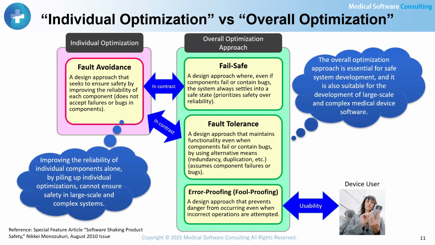Simply stacking up improvements in the reliability of individual components, the individual optimization approach, cannot guarantee safety in large-scale, complex software systems. That is why an overall optimization approach is essential for safe system development, and it is especially well-suited for the development of large and complex medical device software. Yes, it is important to continue efforts to increase the reliability of individual software modules, but at the same time, the system must be designed with fail-safe, fault tolerance, and error-proofing concepts. Only with this overall optimization approach can we truly ensure the safety of modern medical devices.